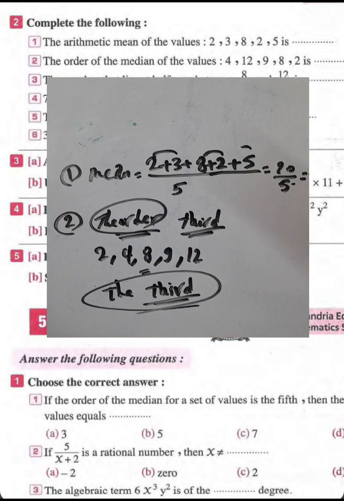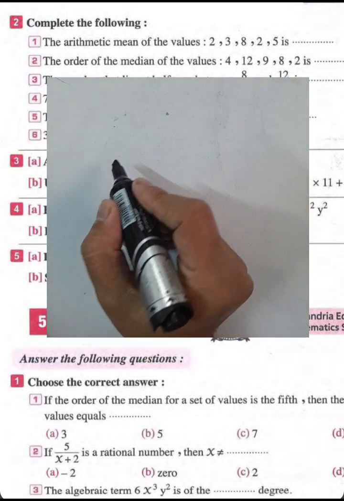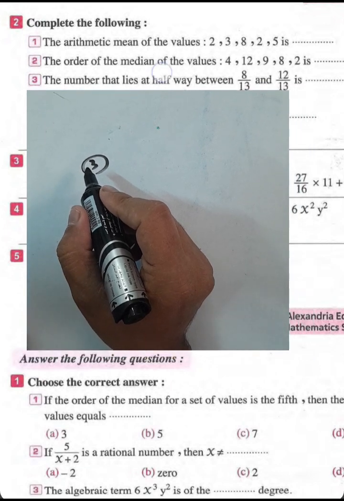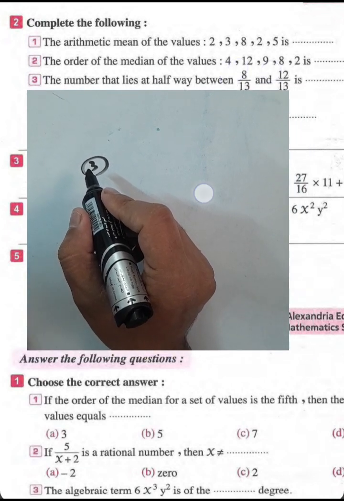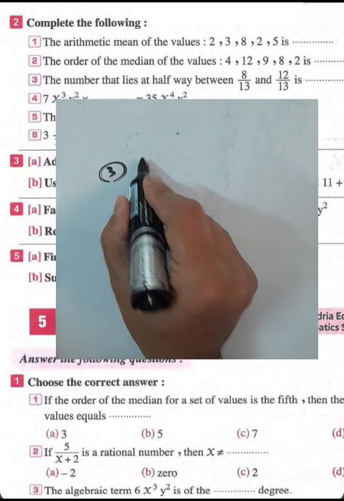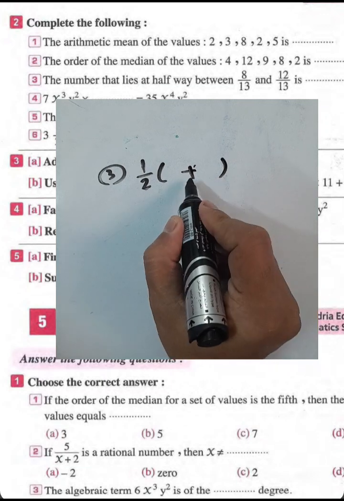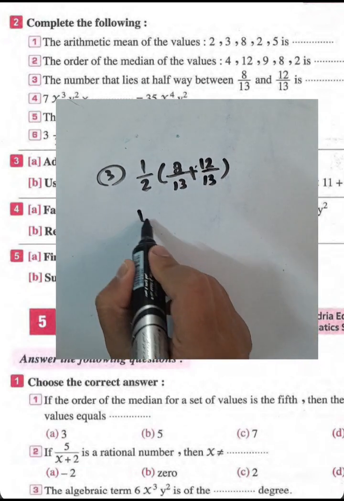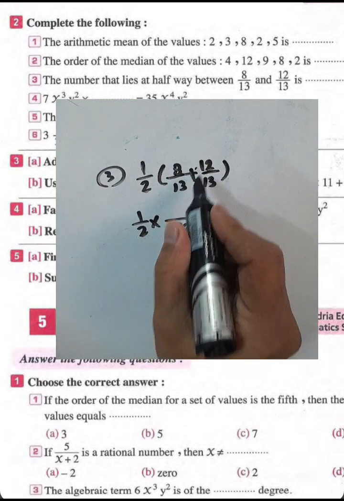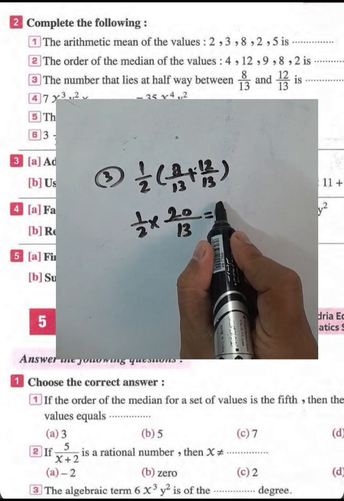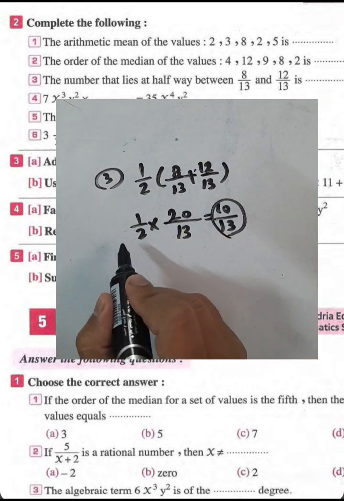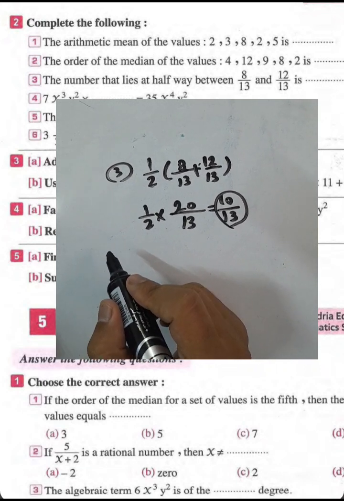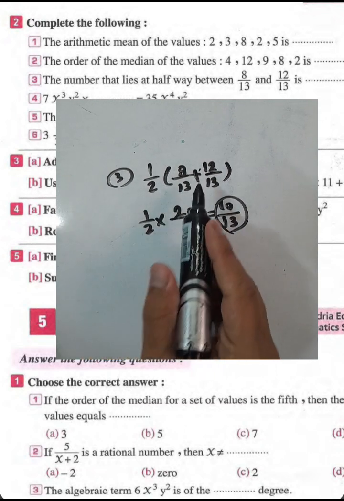Okay, question number 3. The number that lies halfway between 8 over 13 and 12 over 13 equals what? We can find the number by adding the two numbers and dividing the result by 2. First number 8 over 13 and second number 12 over 13, and then write half multiplied by 8 plus 12, which is 20. 20 divided by 2 is 10. 10 over 13, we call it the number that lies between 8 over 13 and 12 over 13.